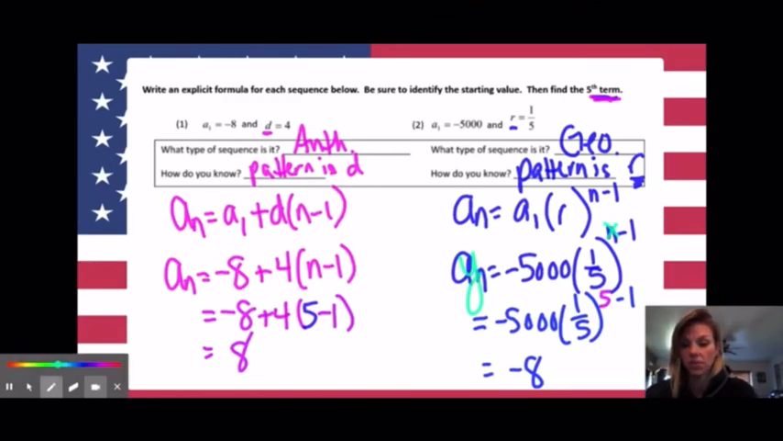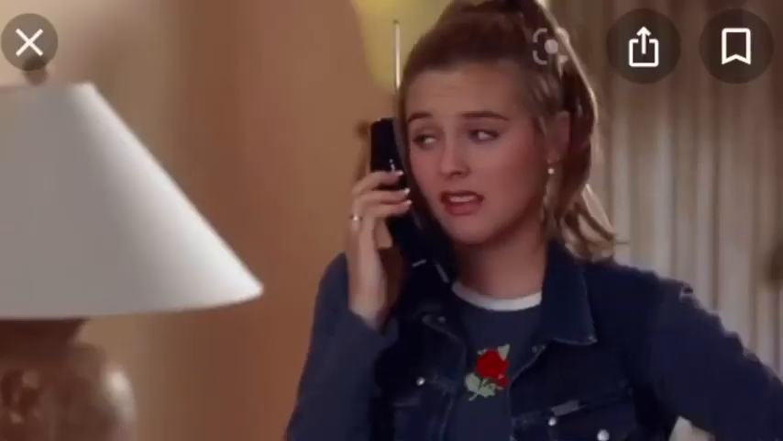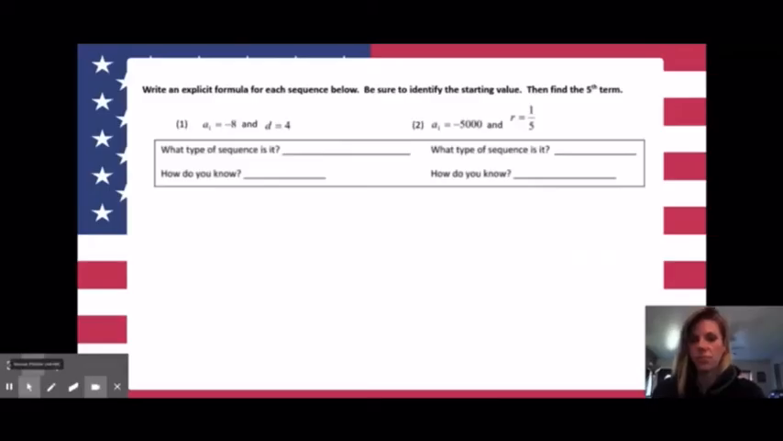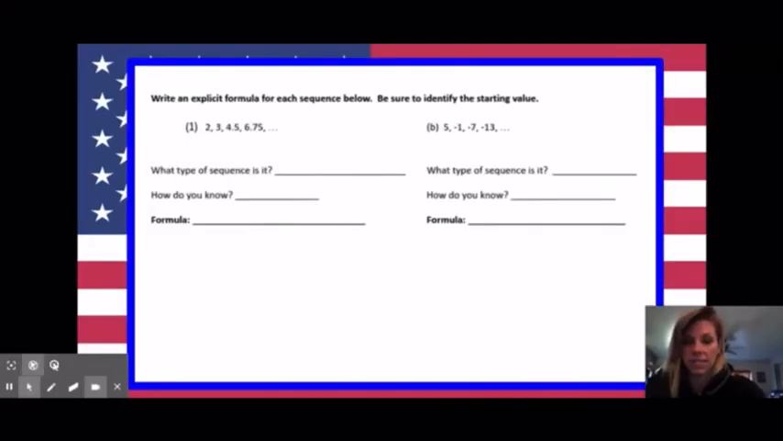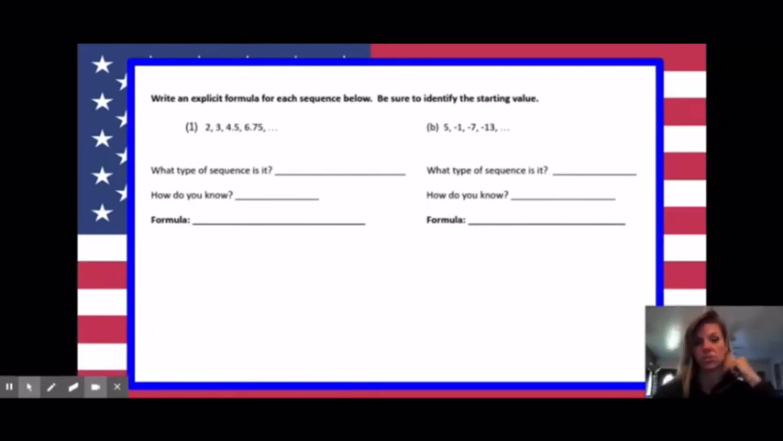Same thing with the arithmetic one, the first one. You could have gone to your y equals and done negative 8 plus 4, parentheses, x minus 1, and just scrolled to where x is 5. Would have got you to the same place. All right, so let's look at this one. It says write an explicit formula for each sequence below. Be sure to identify the starting value.